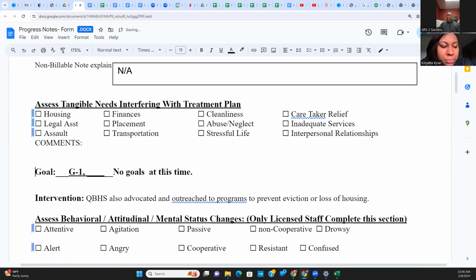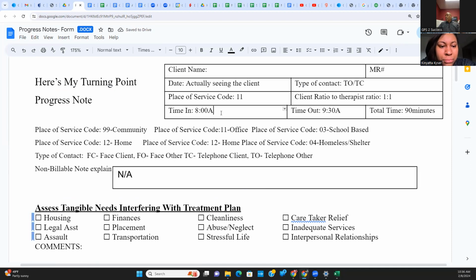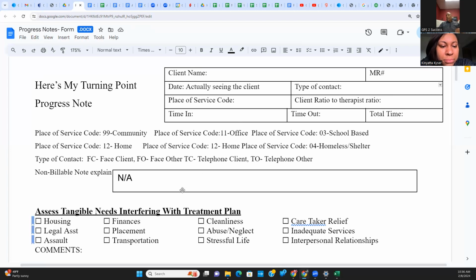Hey, Catherine, are you still with us? Yes, I'm still here. So let's see. Ms. Kenyatta, let's use Catherine as our guinea pig right now for this. We're going to do a case note for a group, Catherine, and we'll see what you know, and wherever you need help, Ms. Kenyatta can jump in. So this is a group, correct? Okay.